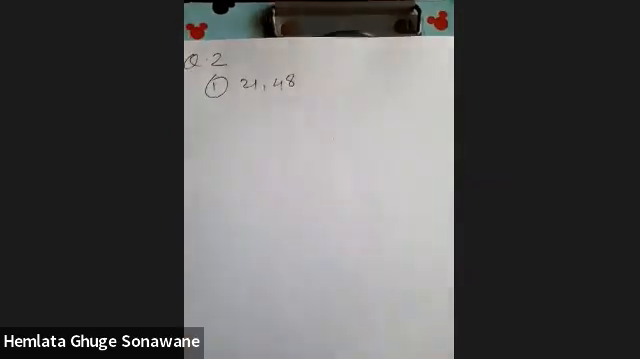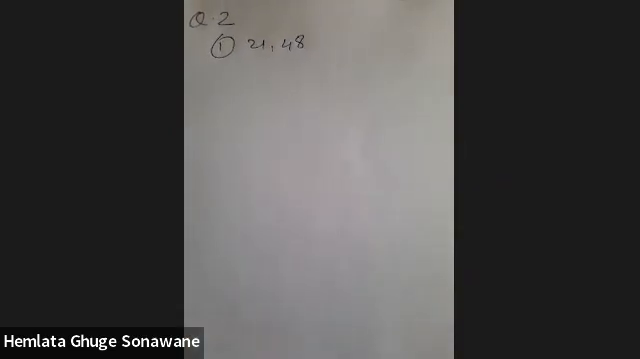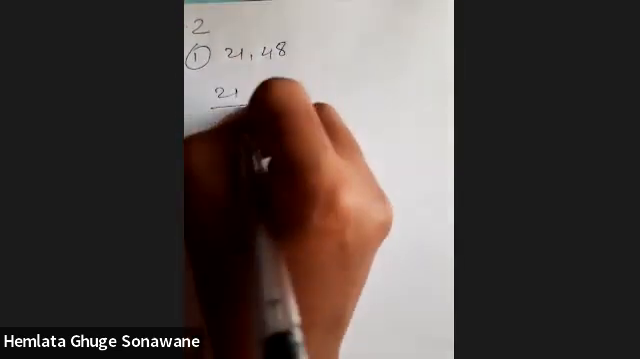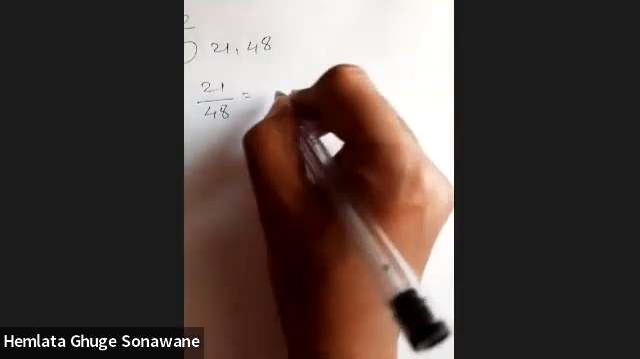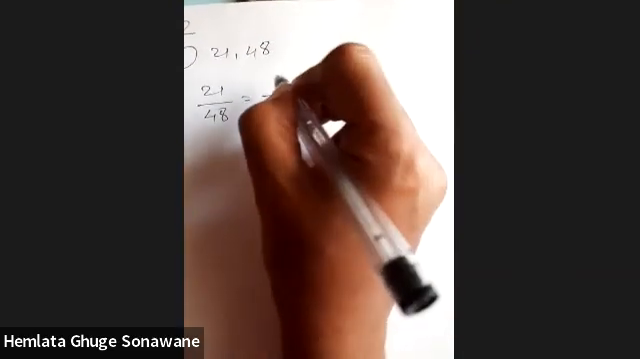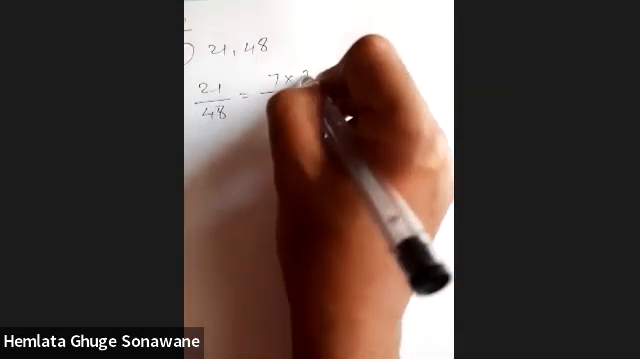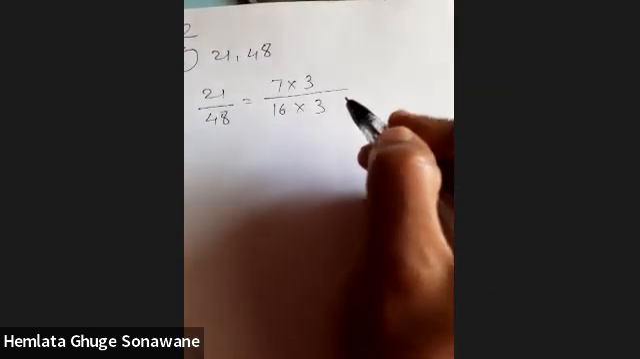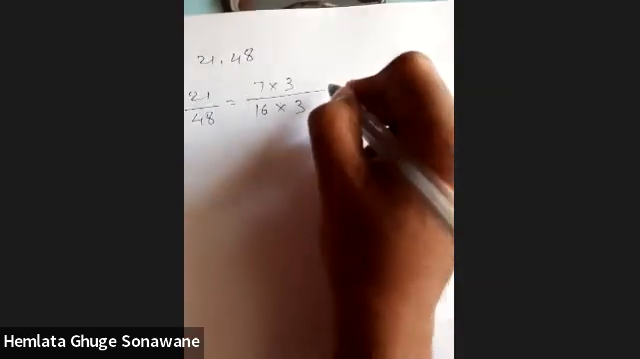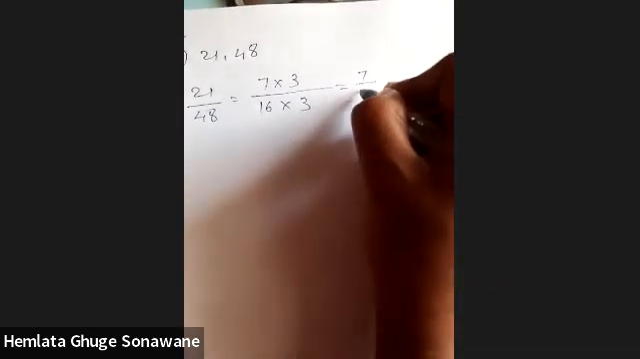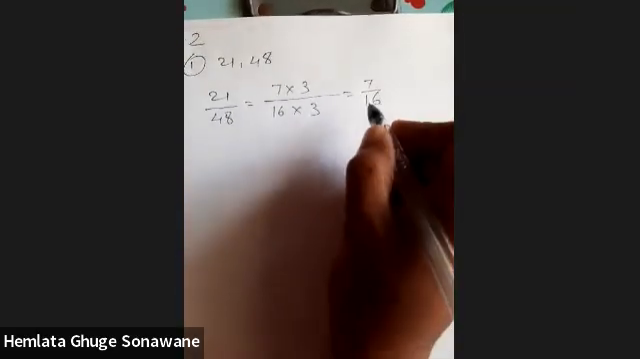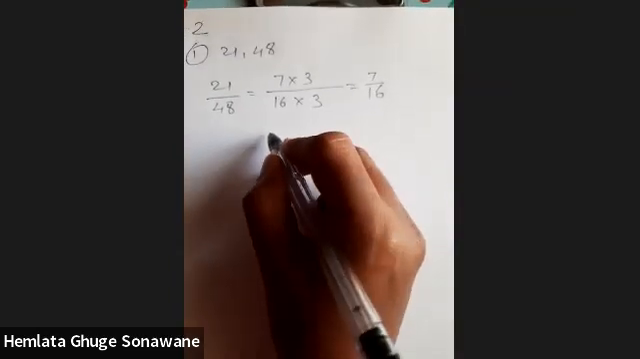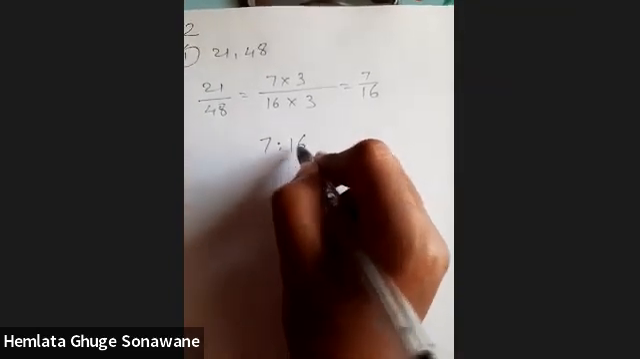Now here what we have to do? We have to find out the common multiple of both the numbers. We'll write down 21 upon 48. That is equal to, here you can see 7 3s are 21 and 16 3s are 48. So it becomes 7 upon 16. This is the reduced form of 21 and 48. You can write down as 7 is to 16.